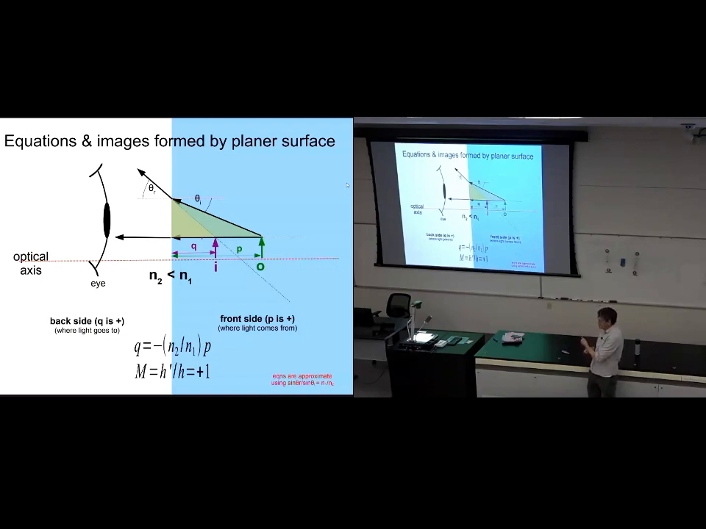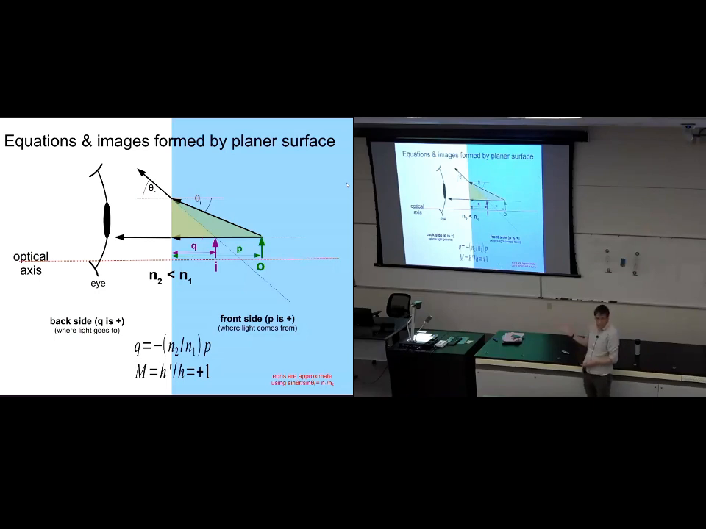If the object position is on this front side, then that's a positive object position. P being positive means the object is on this side, where the light originates from. Q is positive if it's on the back side, where the light is heading to. Now our image is actually still on the front side, so this would be a negative value of Q, and that's explained in this equation by the negative sign here.